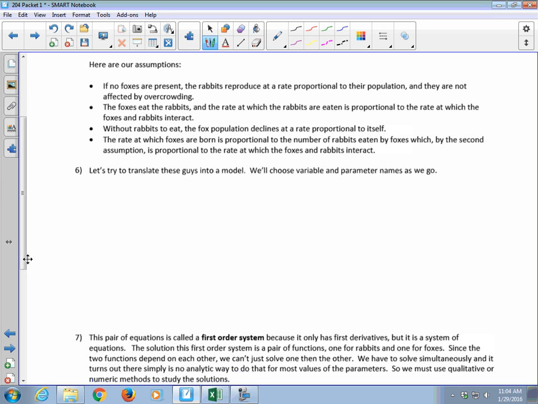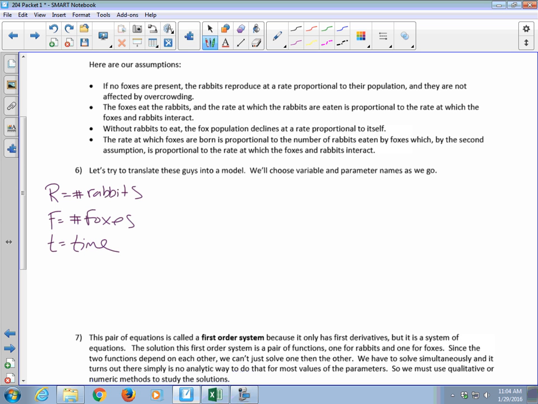So I have 4 important assumptions, and I'm going to use them to write 2 equations, one for rabbits, one for foxes. So let's first identify our variables and our parameters. So we'll have R be rabbits, F be foxes, T will be time. So those are all our variables. Those are the only things changing in time, right? Number of rabbits, number of foxes.